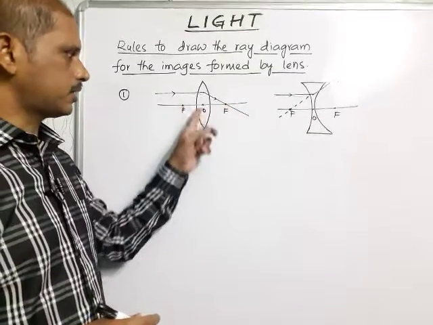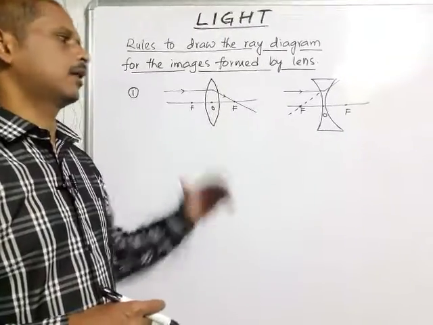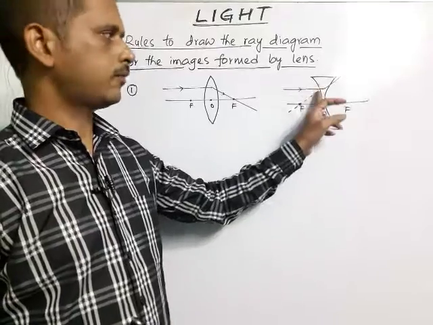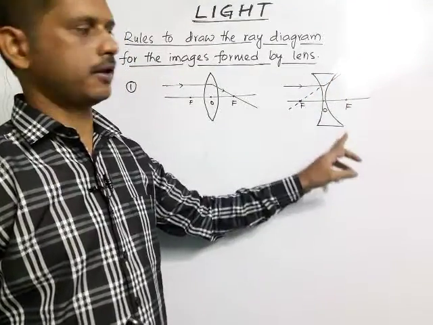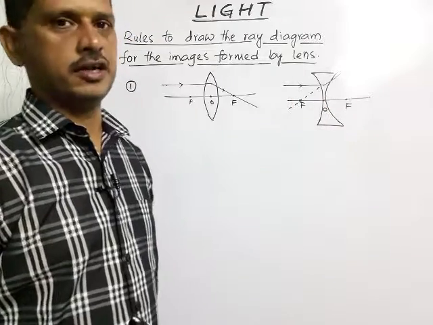Here the light ray is converging at the focus, so it is considered a converging lens. So a convex lens is also called a converging lens. Here the light ray is diverging. After refraction it diverges the light ray. So a concave lens is called a diverging lens.